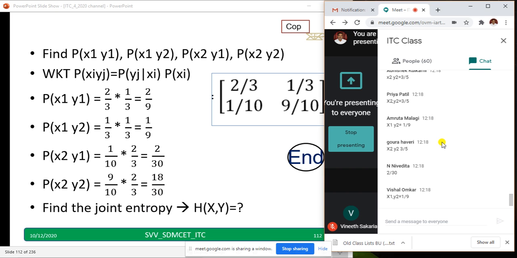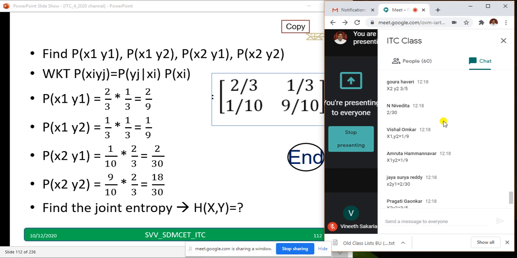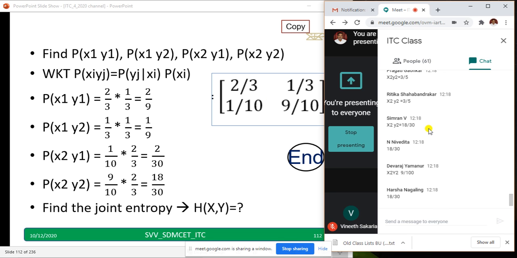Now you can find out h of x comma y. If your probabilities are correct, all of you will get the same answer for h of x comma y. I think Simran got 18 by 30. Somebody is also writing 3 by 5. Nivedita got 18 by 30. Somebody is getting 9 by 100. Devraj is getting x2 y2 as 9 by 100. Let me check others. 1 by 9 for x1 y2 is correct. And 2 by 30, Nivedita, for what? x2 y2 correct. Some people are writing only correct. Harsha, 18 by 30, for what? Maybe x2 y2.